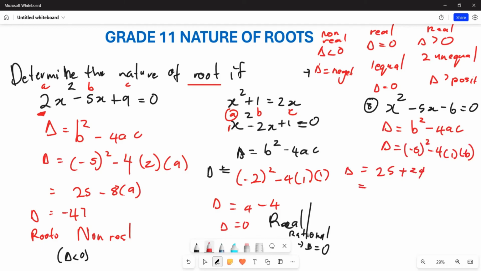Now, what is 25 plus 24? When you say 25 plus 24, you realize that the answer you're going to find here is 49, right? And now, how can you categorize this as part of the three categories? This one can be categorized as real. Why are we saying this is real? Firstly, if you look at your delta, it is greater than 0, right? So this is going to be real.